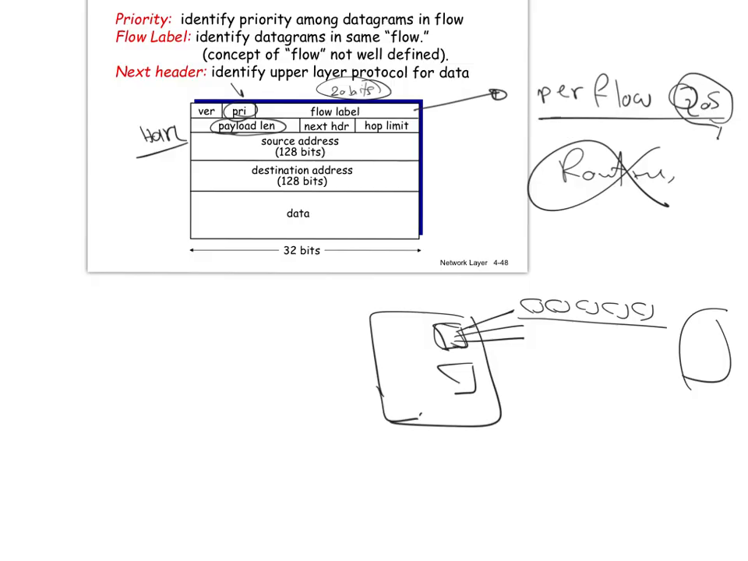We have the payload length, best. Payload, of course, because the data part is variable. Of course, the data part is variable. We know that. So we need to have payload length. That's for sure. But the header length was removed.